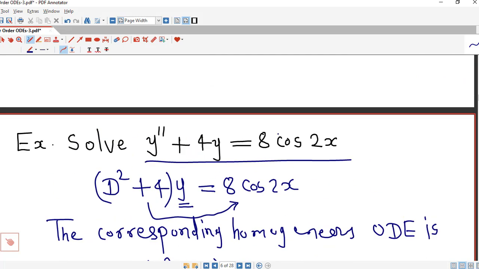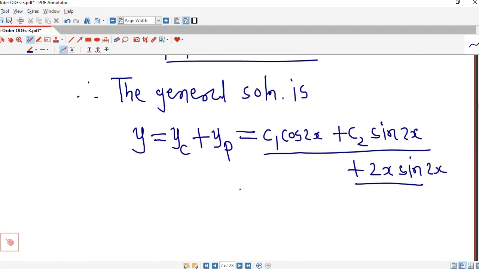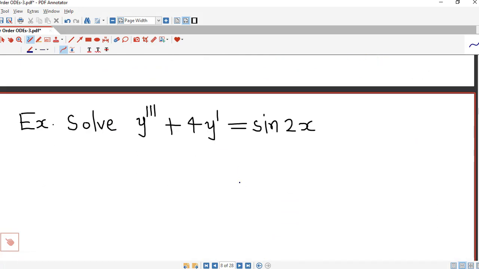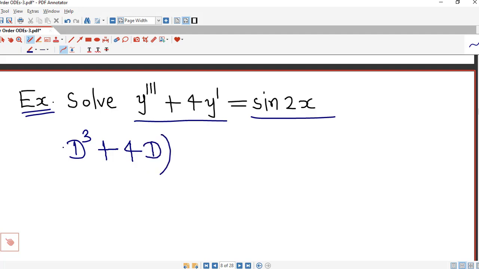So in this way, if we have a cosine or sine function on the right hand side, this shortcut method is applicable, and we can easily find the particular solution and hence the general solution. Now we consider this last example. Solve y triple dash plus 4y dash equal to sin 2x. So in terms of capital D, we can rewrite this as D cube plus 4D y equal to sin 2x.